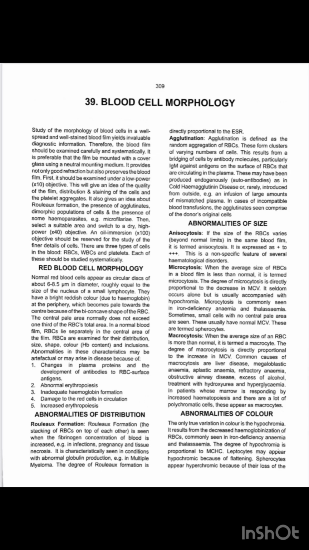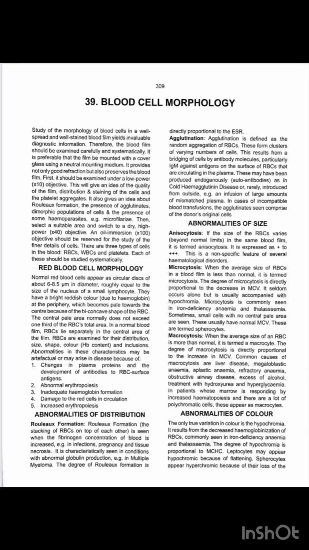Now, the abnormalities of size. Anisocytosis, microcytosis, or macrocytosis. When the size of the RBCs varies beyond the normal limits in the same blood film, it is termed anisocytosis. It is expressed as 1 positive to 3 positive, and it is a non-specific feature of several hematological disorders. Now, the second is microcytosis.